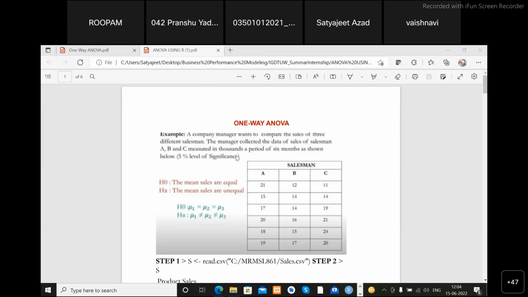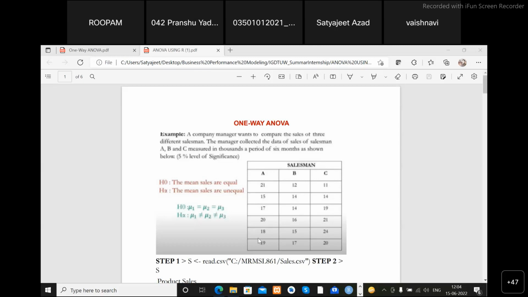So now we have to apply one-way ANOVA. Why are we applying one-way ANOVA? There are 3 salesmen, so 3 categories of salesmen. It's the independent variable first, because you have to fit the one-way ANOVA, so the independent variable should be categorical. We have 3 different salesmen, 3 categories of salesmen. That is why it's the independent variable.